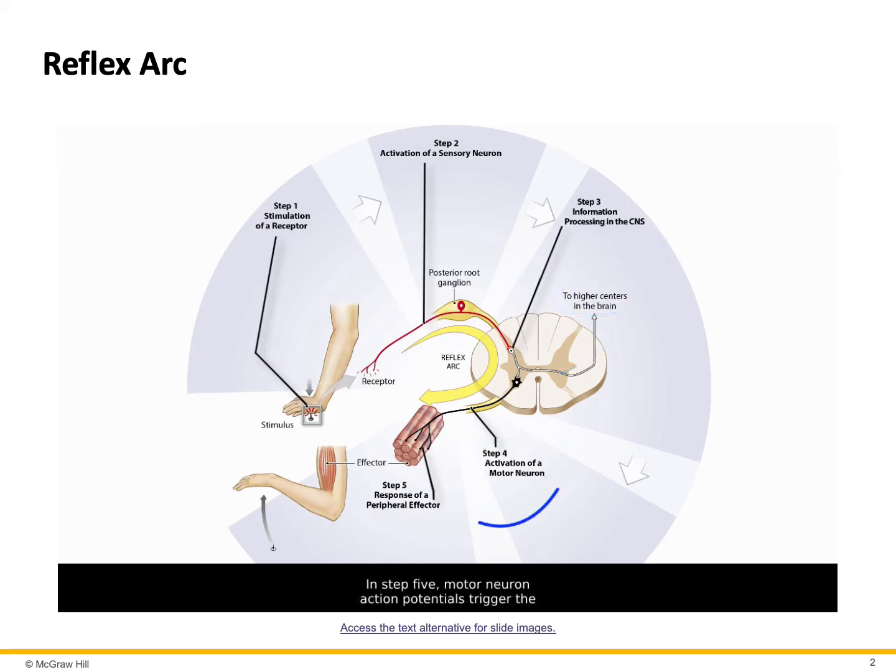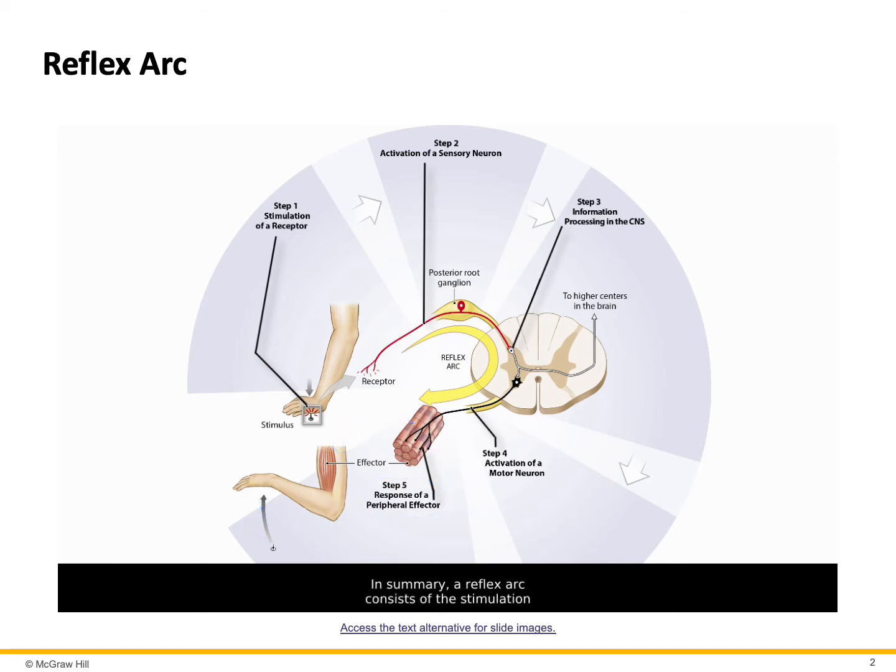In step 5, motor neuron action potentials trigger the release of neurotransmitters, leading to the response of a peripheral effector. Here we see the signal branching to act on several skeletal muscle fibers. These muscle fibers, located in your arm, contract to withdraw your hand from the painful stimulus.